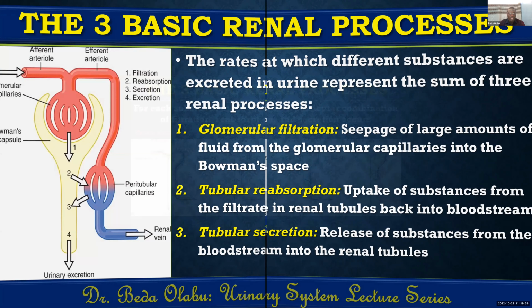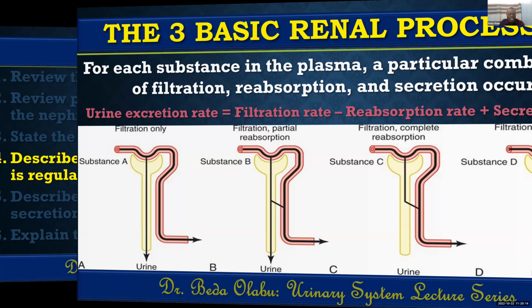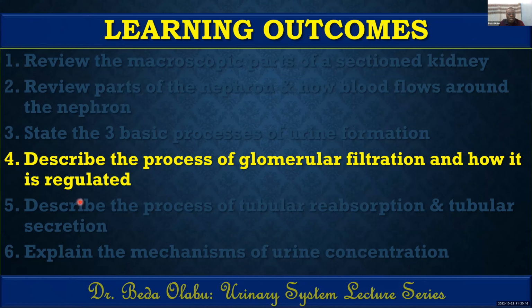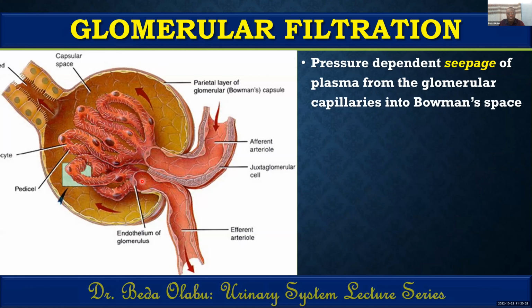So as I've already said, the rate at which a substance will be excreted from the body through urine will be a sum total of these three mechanisms. Let's put more attention then to the first renal process, which is glomerular filtration. We are also going to see how glomerular filtration is regulated.